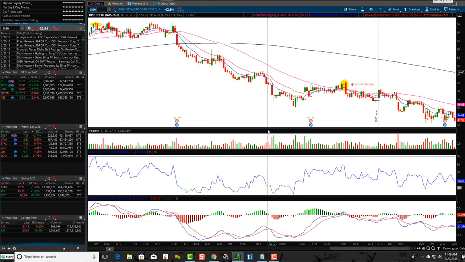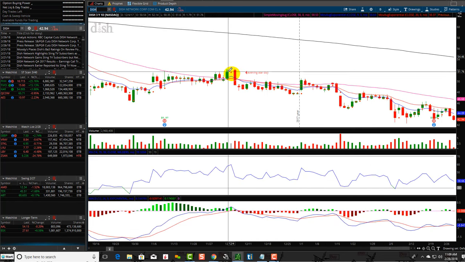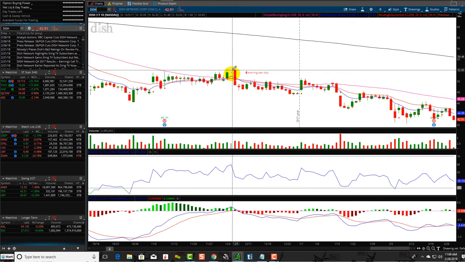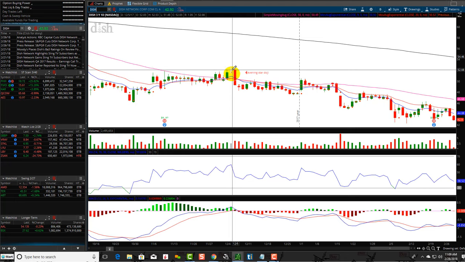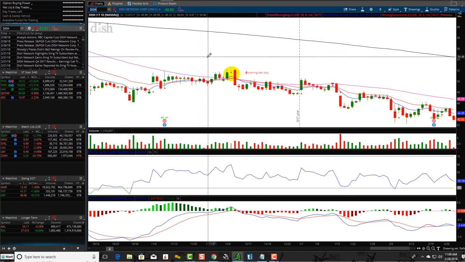Evening star doji, perfect. Big green candlestick, doji closed above the big green one. Look at that, closed right at or right below. Big red candlestick fell down and went more than into the first full body. It just kind of tanked right down. So, three candlestick pattern. Be aware of these dojis and what they're doing.